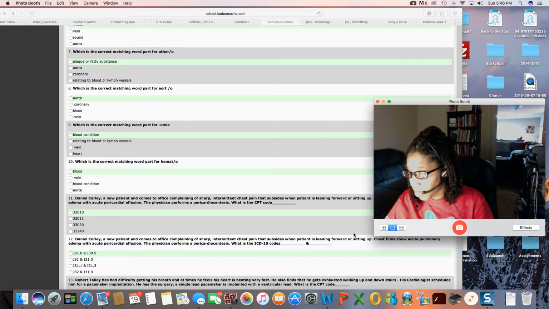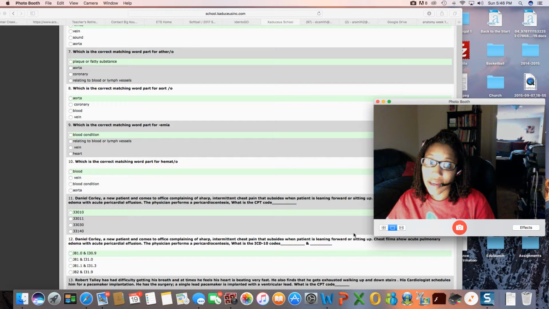Now with this one, you have to be well versed with your vocabulary, meaning that you need to know your synonyms. So implanted is the same thing as insertion. So when you go to look up pacemaker, it's going to tell you insertion. Insertion and implantation are the same thing.